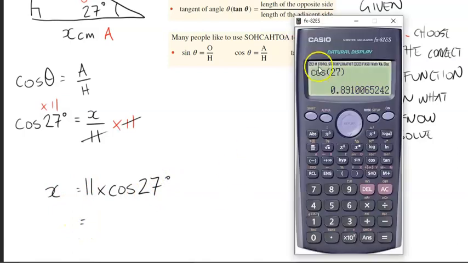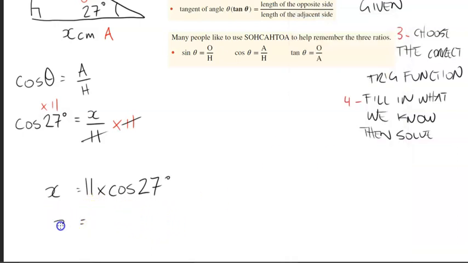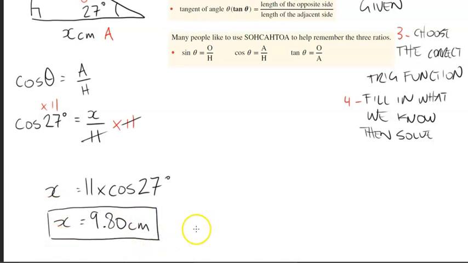So when we put this into the calculator, 11 times cos 27 degrees, this is equal to 9.80, and I believe this is centimeters. So our x value is equal to 9.80 centimeters.